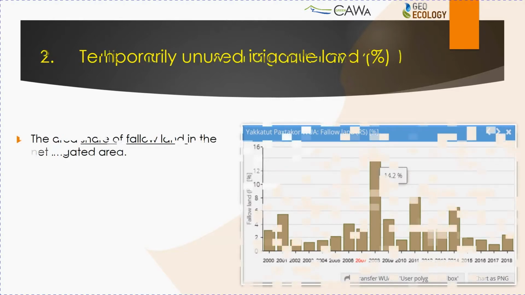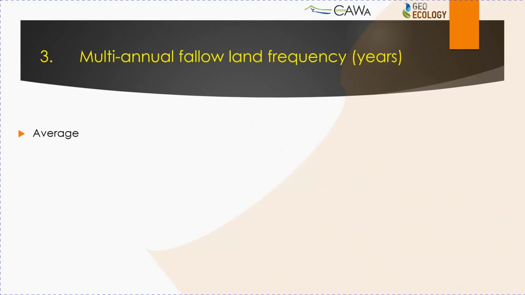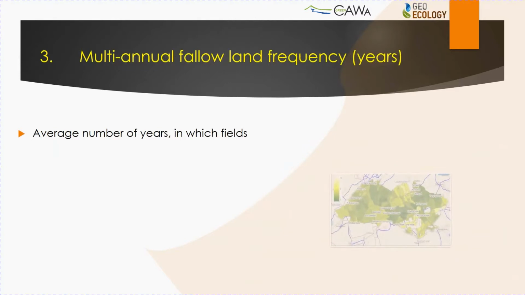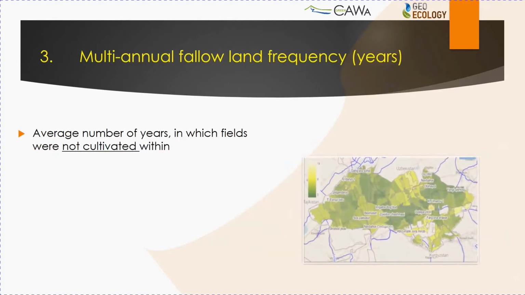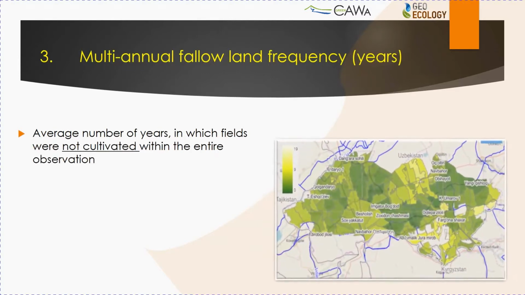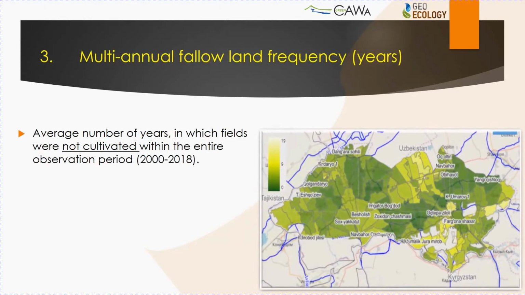The third indicator is multi-annual fallow land frequency in years. This indicator describes the average number of years in which fields were not cultivated within the entire observation period, for example from 2000 to 2018. The dark color indicates higher values and light color represents lower values of fallow land frequency.